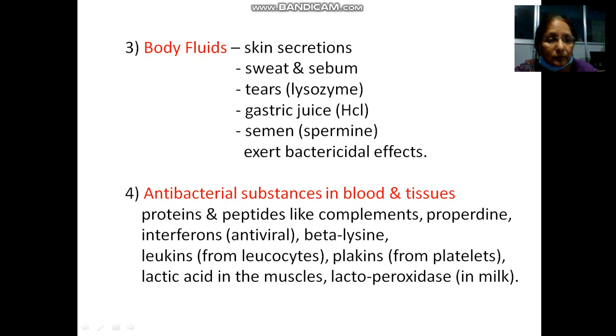Body fluids: skin secretion, sweat and sebum, tears, lysozyme, gastric juice, hydrochloric acid, semen, spermine, all of them exert bactericidal effects and prevent infection. Antibacterial substances in blood and tissues like proteins, peptides, complements, properdin, interferons, beta-lysin, leukins, plakins, lactic acid in the muscles, lactoperoxidase in milk, all of them act as antibacterial substances in our body.